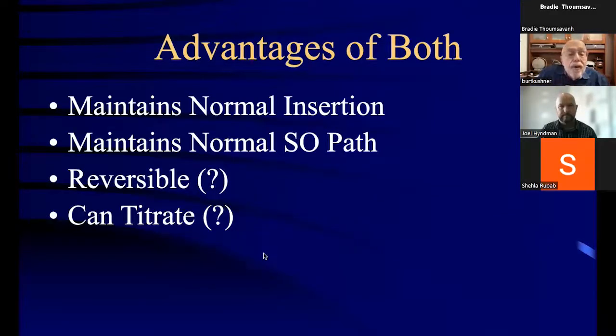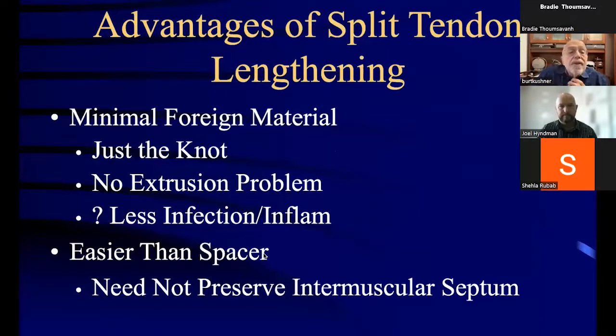You can titrate both of them, but the lengthening procedure, in my mind, has the advantage of a minimal knot and foreign material. It's just the knot. There's no extrusion problem, less infection. I find it easier than the spacer because there's no need to preserve the intermuscular septum.